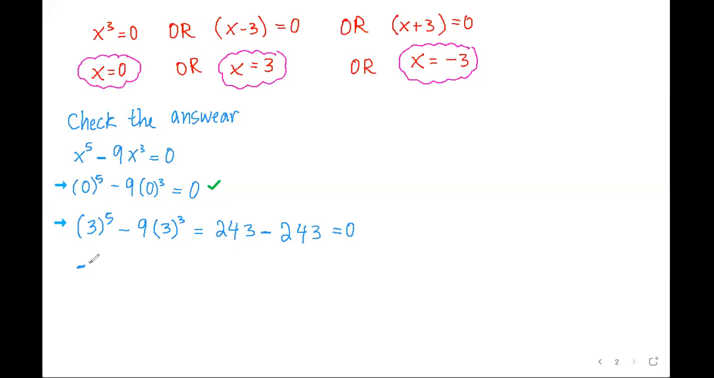So again, minus 3 to the 5 minus 9 times minus 3 to the 3. They give me the same thing, 0. So this means all three values are solutions for this polynomial equation. Any question for this one?